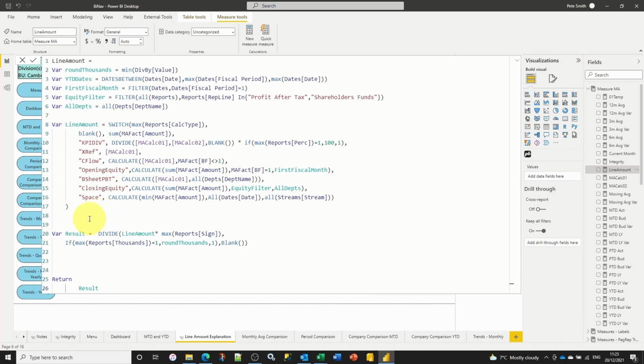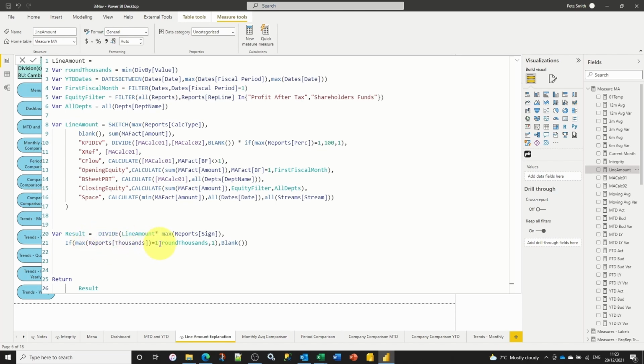And then when we've got all of that, we need a result, which is that line amount that we've already calculated, multiplied by the signage that we've put into the structure file. Is it a plus or a minus? Let's manage that accounting signage issue. And if it's round thousands, we've also in our report structure told the structure that yes, when we click on round thousands or round pounds, that we want that to divide by 1,000. And if we haven't, it's not.